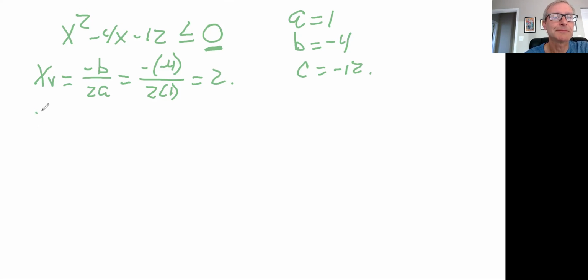So the y value of the vertex would be 2 squared minus 4 times 2.